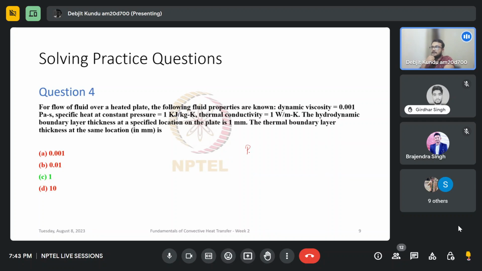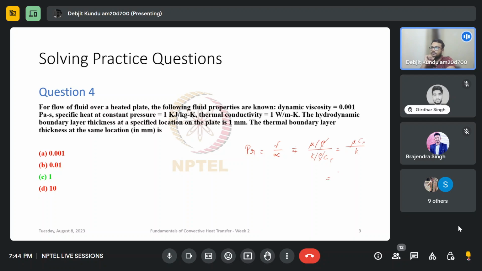So the Prandtl number is equal to nu by alpha, as we saw in the previous question. So I can find out nu as mu over rho, and alpha I can write down as k over rho Cp. So rho would cancel out, and I'll get mu Cp by k.